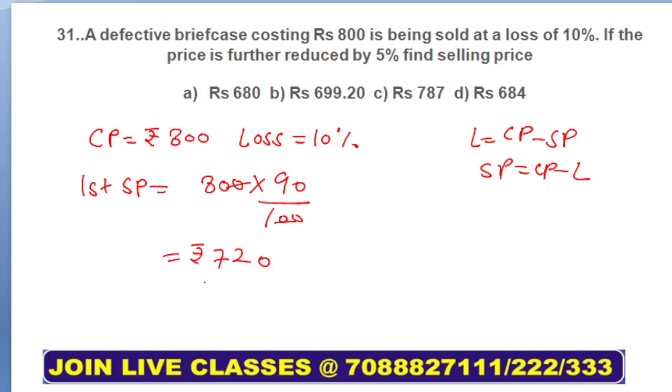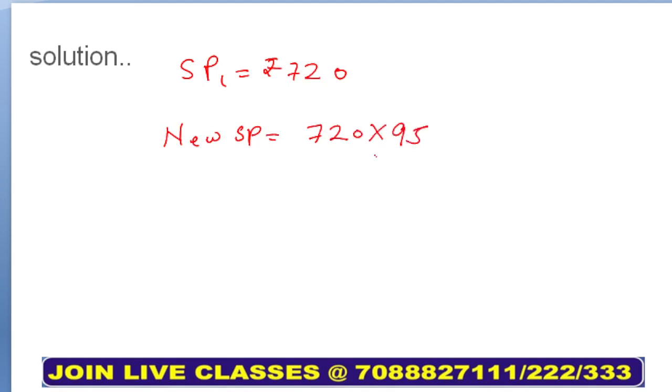Now what did it say? The price is further reduced by 5%. Our first SP was rupees 720, and it is reduced by 5% more. So what will the new SP be? We had 720, reduced by 5% more. That means 95/100, right? Cancel it out with the help of 5: 5 2s are 10, 5 19s are 95, 2 1 2, 3 just 6, 2 6s are 12.